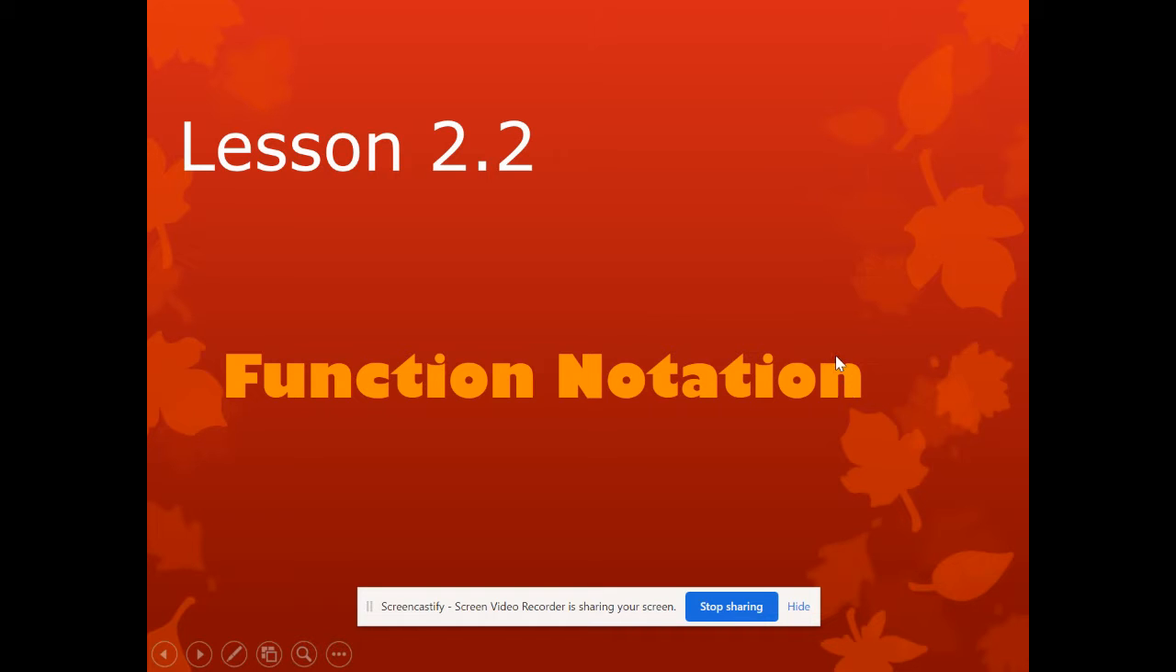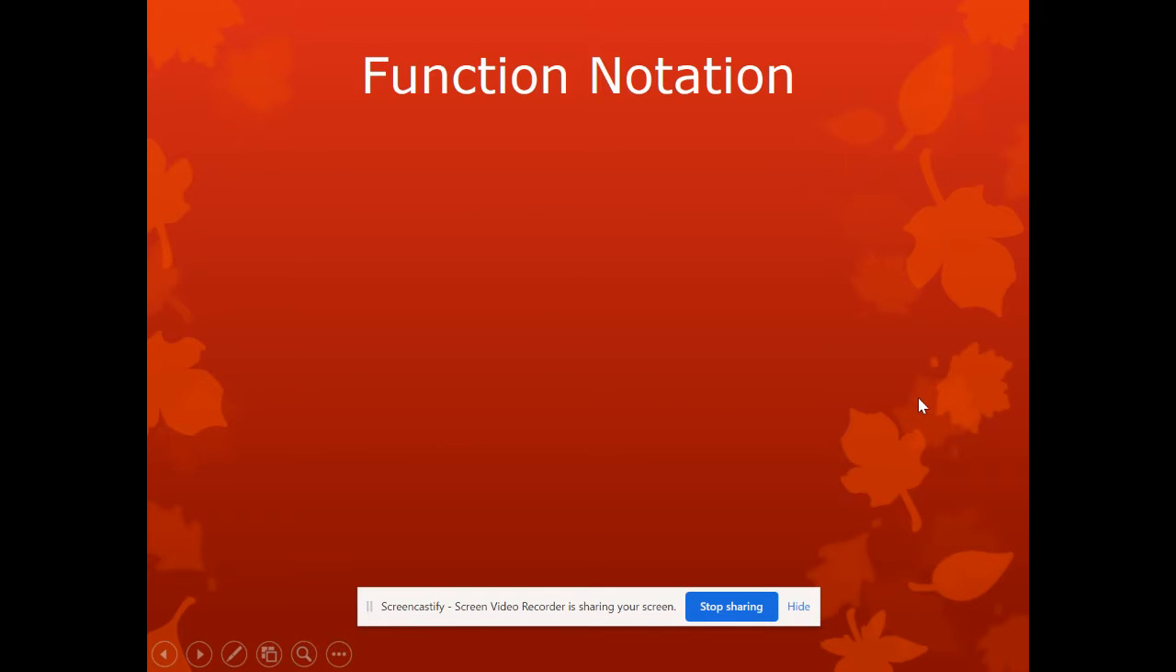This is lesson 2.2. Function notation is really just a way of representing the output of a function, whatever that function might happen to be. We notate it with this kind of notation where there will be the name of the function over here. Usually f is the generic one, and then x is the generic input. This is just a way of representing whatever the output happens to be for the function.